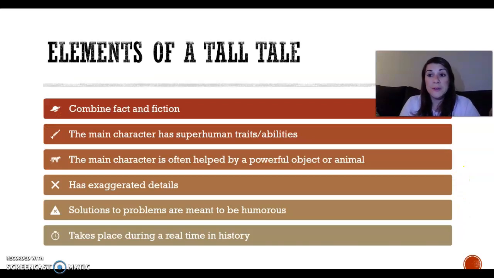Just like fairy tales have their own elements and fables had their own elements, these are the characteristics that make a tall tale. These are the elements of a tall tale. They combine fact and fiction, so that goes back to the definition of a tall tale, right? That they sometimes contain real people. The main character has superhuman traits and/or abilities. The main character is often helped by a powerful object or animal.